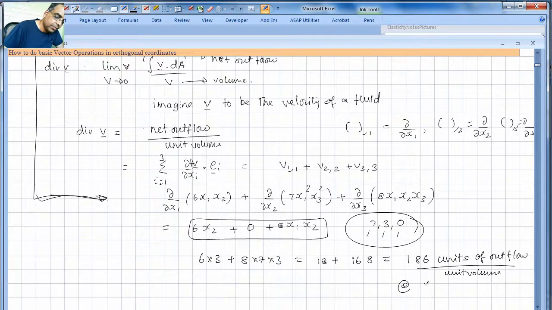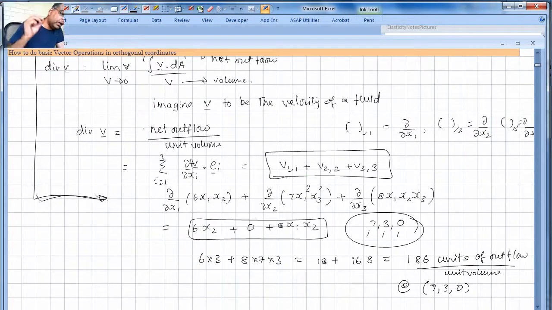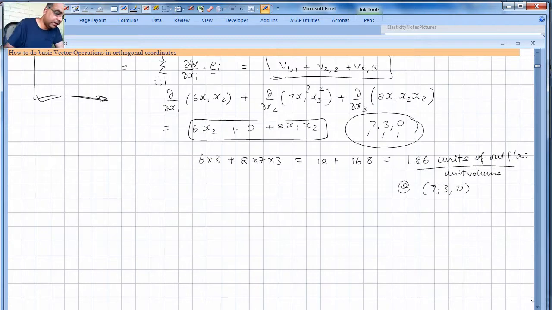at the point 7, 3, 0. So at each location, by looking at the divergence, you can figure out how much material is flowing out per unit volume at that location. That's what divergence means. Very good. Our formula for divergence in Cartesian coordinates looks very nice. Take the first component of V, differentiate with respect to x1. Take the second component of V, differentiate with respect to x2. Take the third component of V, differentiate with respect to x3. Excellent. Now let us look at curl of V.